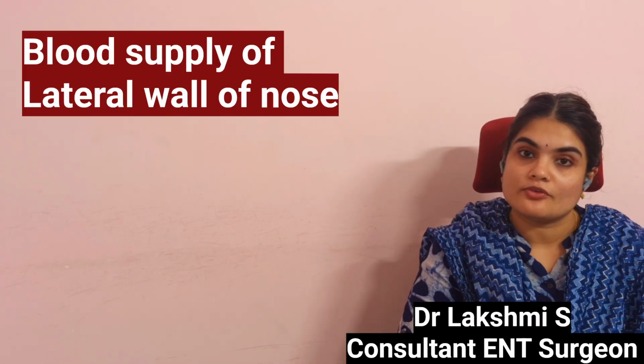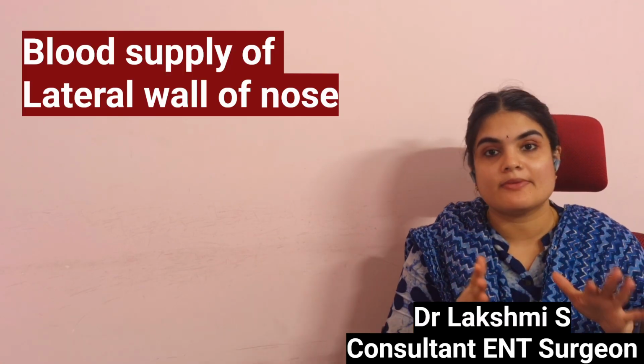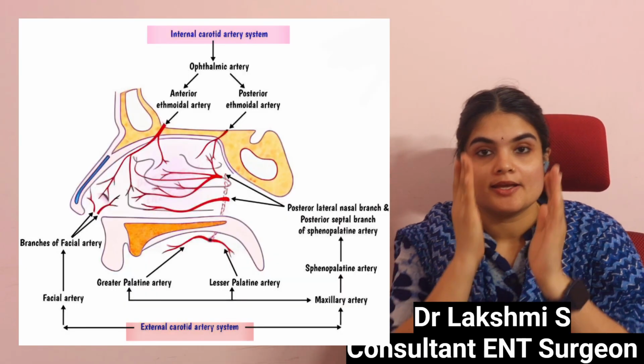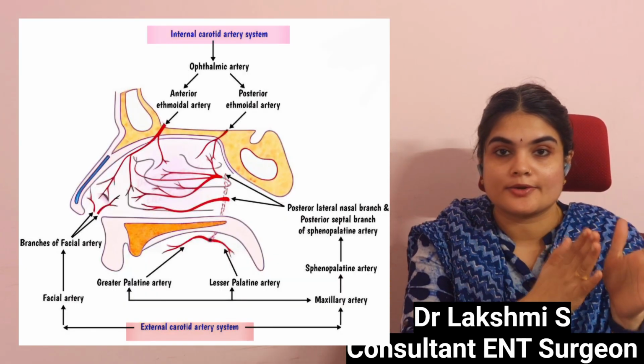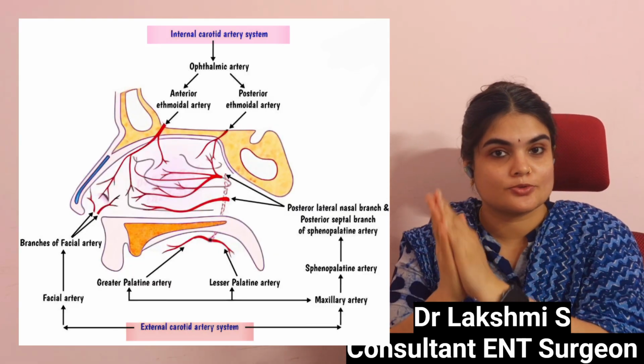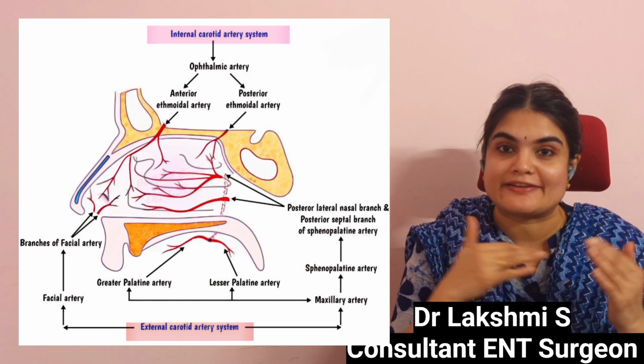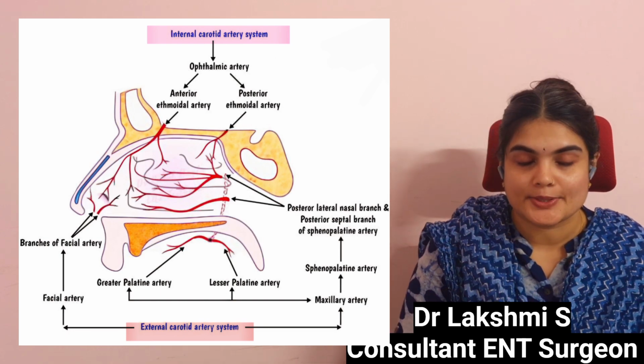Coming to the blood supply of the lateral wall of the nose, it is the same as that of the septum. You have the internal carotid artery and external carotid artery system. With an imaginary line, you divide it into antero-superior, antero-inferior, postero-superior, postero-inferior. The superior part is supplied by the internal carotid artery, and the inferior part is mostly supplied by the external carotid artery system.